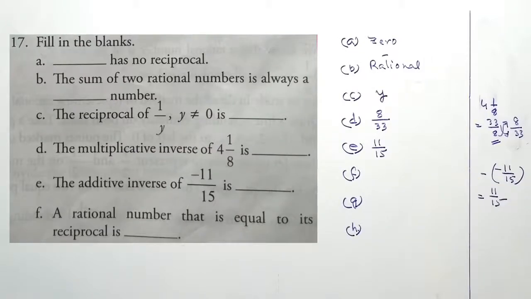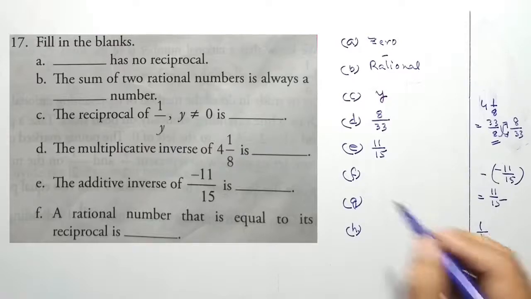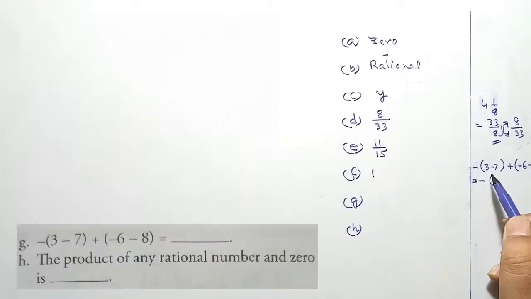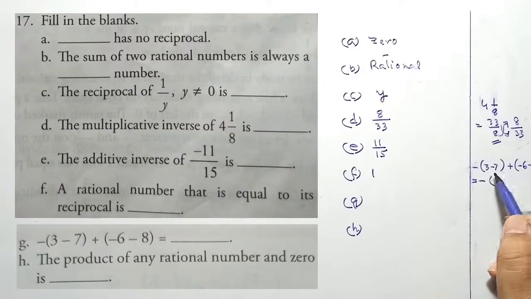Question F: a rational number that is equal to its reciprocal, 1. So, 1 ka jo reciprocal hota hai, to iska 1 by 1 hoga, finally answer is 1 hoga. Agar positive mein rahega to plus 1 hoga aur negative mein rahega to ye minus 1 rahega. So answer is 1.